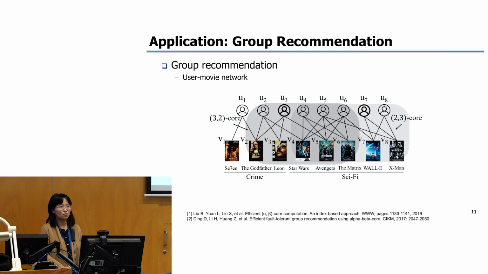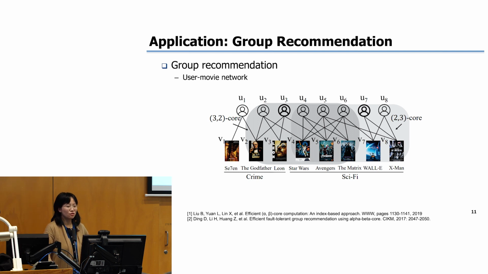Share similar interest of movies. So in this sense, if we have this information in hand, we know users U4, U5, and U6 like similar types of movies. And how can the e-commerce platform leverage this information?